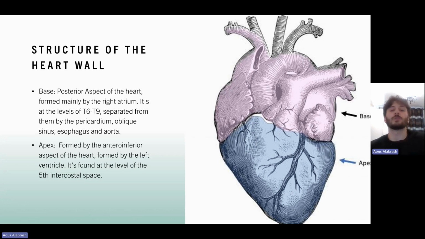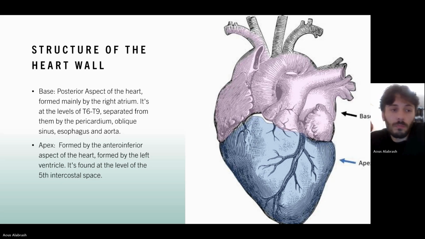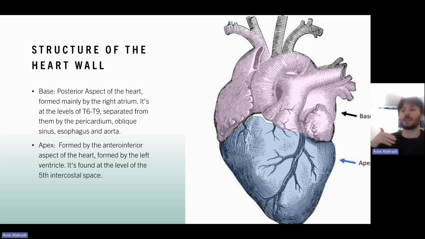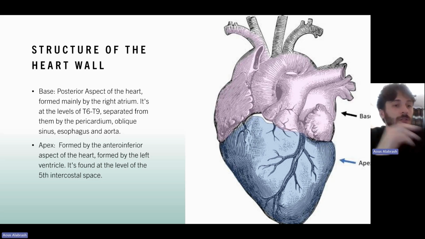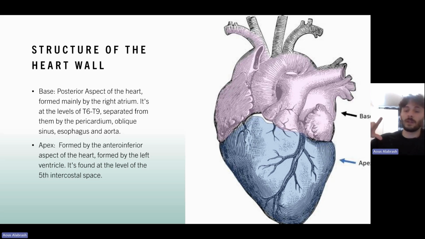Then moving on, we can talk about the structure of the heart wall. So we have the base and the apex. This is a very simple picture, but that's one way to describe the structure, because you have the base, which is technically the posterior aspect of the heart, and as mentioned here, it's formed mainly by the right atrium. It faces vertebrae T6 to T9. However, it is separated from them by the pericardium and the oblique sinus, which I'll be talking about later, and the esophagus and the aorta.